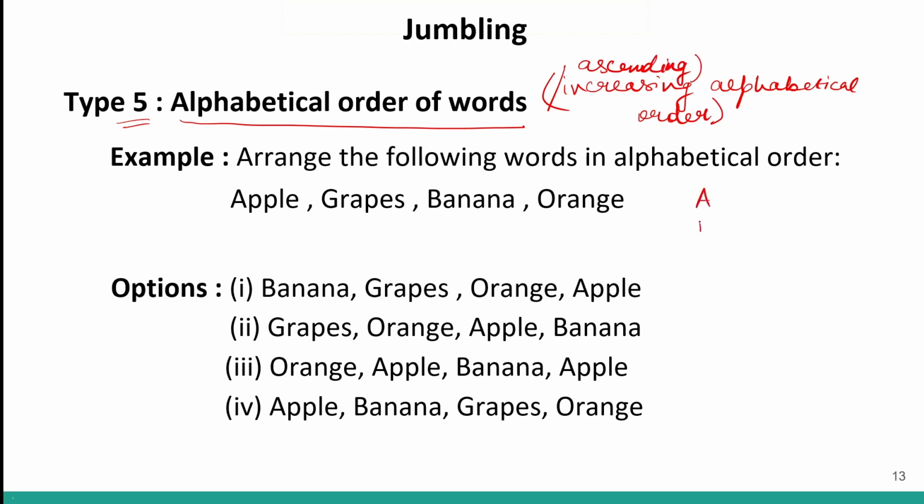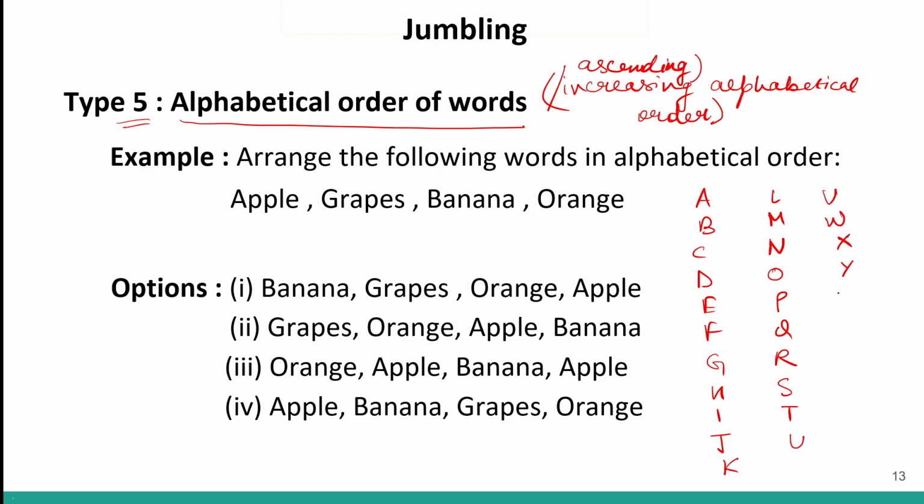Alphabetical order is A, then B, then C, then D, then E, then F, then G, then H, then I, J, K, then L, M, N, O, P, then Q, R, S, T, U, then V, then W, then X, then Y, and then Z. This is the alphabetical order. We are moving in an increasing alphabetical order. So whenever the question says that we have to arrange the words in alphabetical order, that means increasing order.